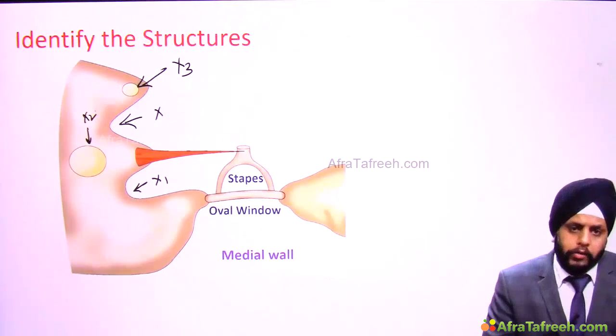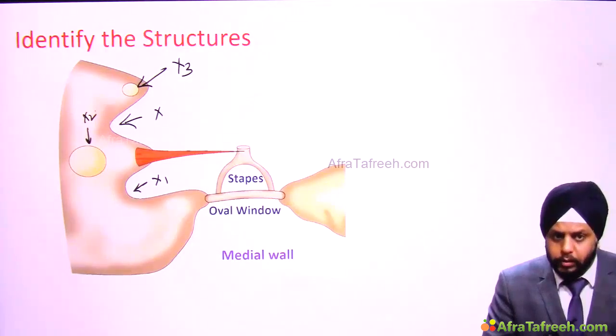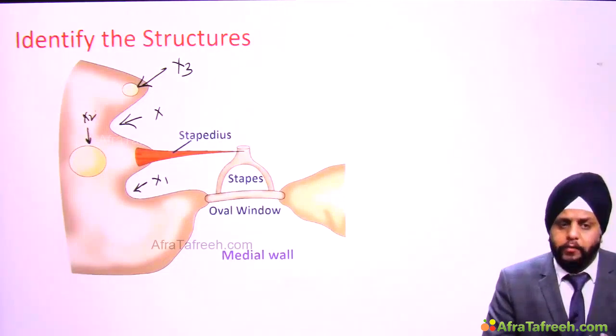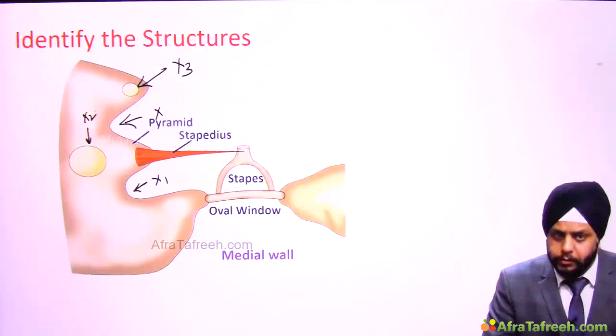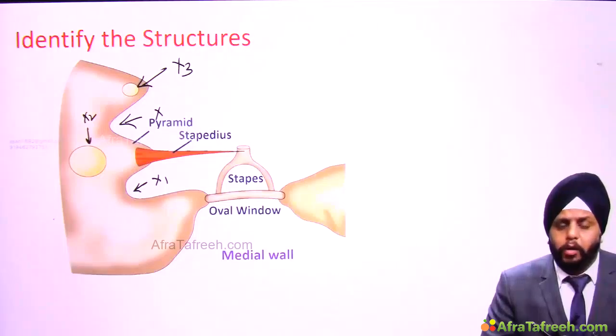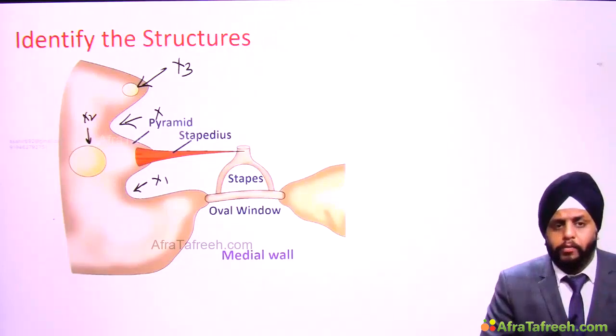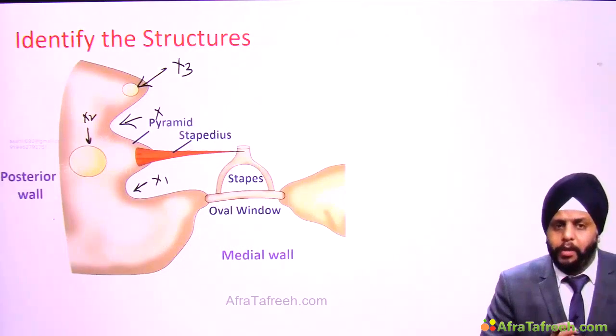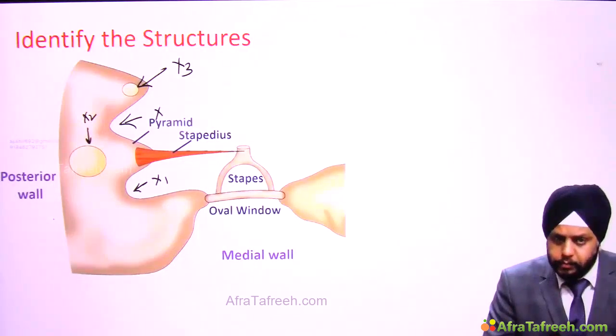Now on the stapes you can see a muscle attached to it. Which muscle is that? That is of course your stapedius, and stapedius arises from the pyramid. So that is your pyramid. Now pyramid is on which wall of the middle ear? Pyramid is on the posterior wall. So that, my friend, is the posterior wall where we have the pyramid. I hope that much is clear to everyone.